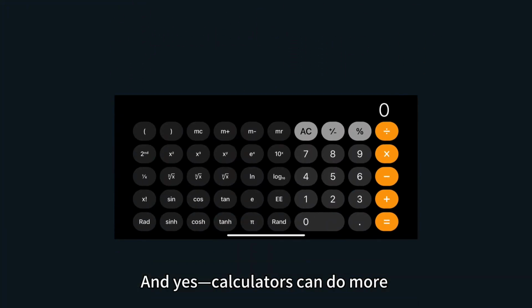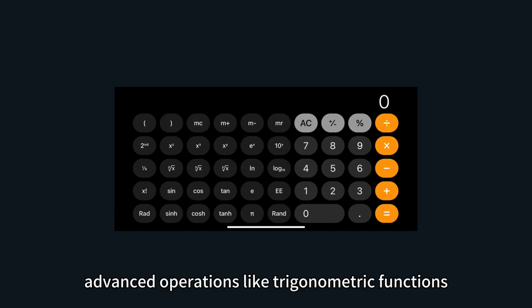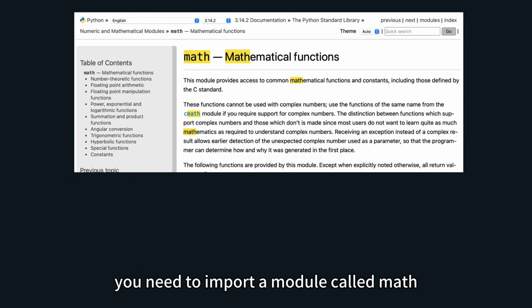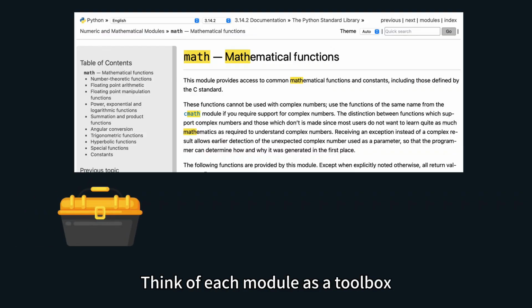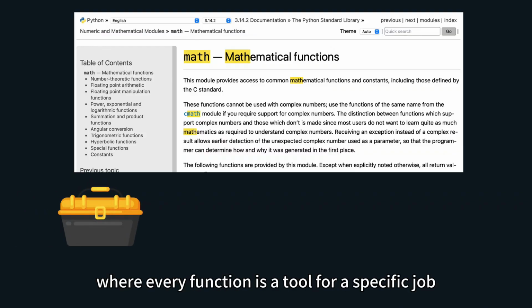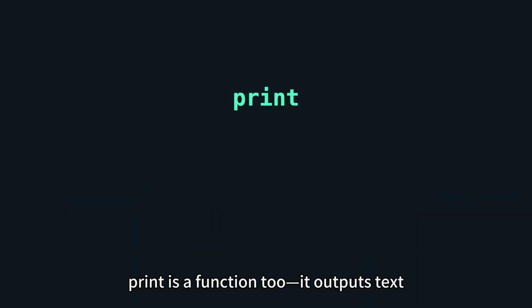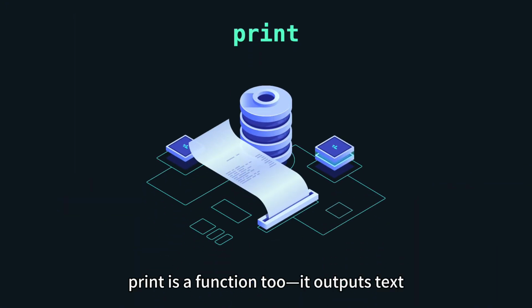And yes, calculators can do more advanced operations like trigonometric functions, logs, square roots. Can Python handle those? Absolutely. Code doesn't lose first. You need to import a module called math. Think of each module as a toolbox, where every function is a tool for a specific job. For example, print is a function too. It outputs text. But you don't need to import it because Python includes it by default. Such functions are called built-ins.